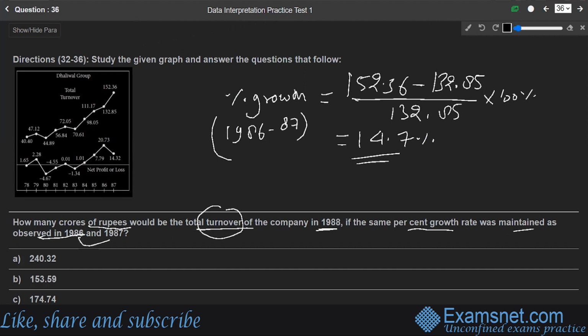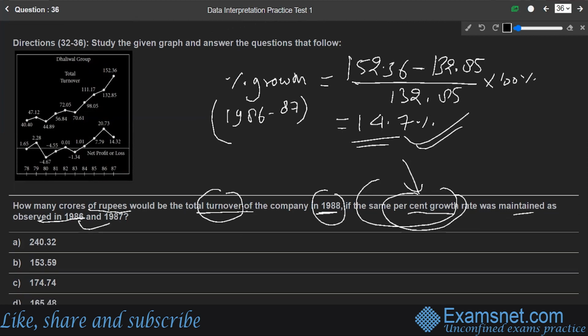Now we have found this percentage growth, 14.7%. He asks what would be the total turnover of the company if the same percentage growth rate was maintained for the next year, 1988. So clearly from 87 to 88, we are again supposed to grow at the rate of 14.7% only. This is what it means.